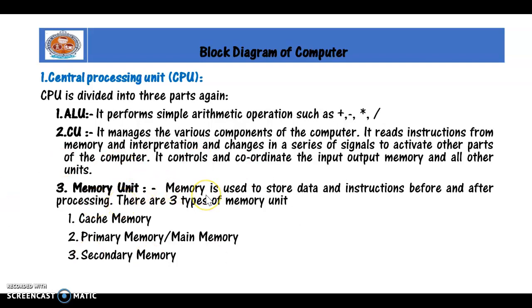And what is the use of memory? If we want to program something, then we need to give some instructions and data as input. So to store these instructions and data, we need some memory. Usually the memory of a computer is divided into three types: cache memory, primary memory, which is also known as main memory, and then secondary memory.